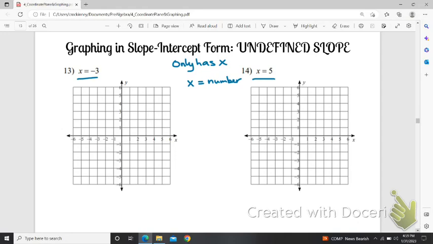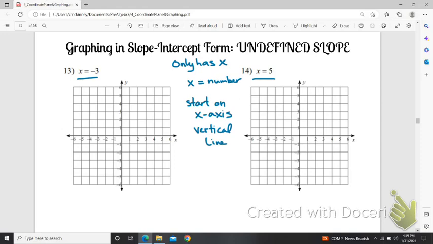There is no y. When it only has x, you're going to start on the x-axis, and you're going to make a vertical line. Vertical meaning straight up and down. That's why it has undefined slope.